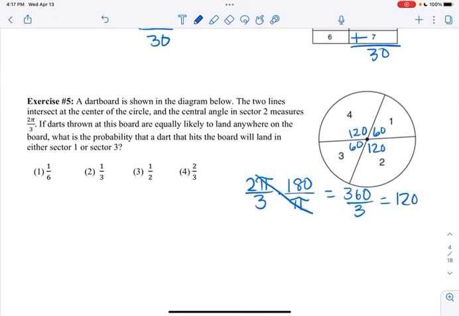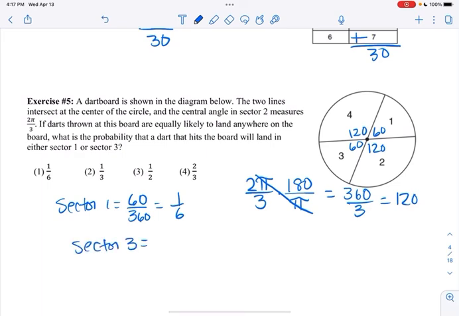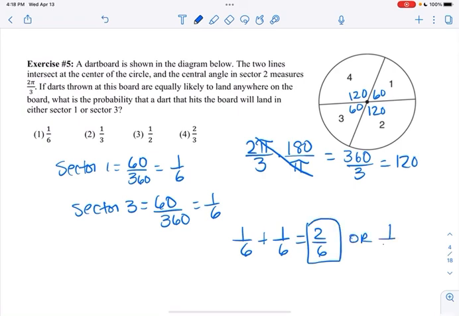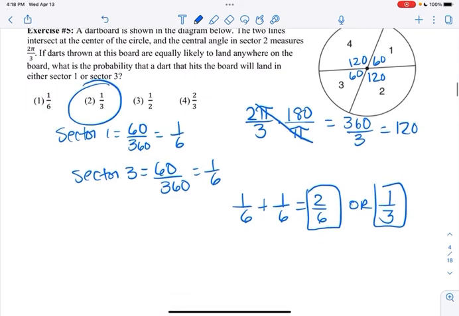And they want to know what's the probability that the dart hits the board will land in sector 1 or sector 3. Well, sector 1 is 60 out of 360. That's 1/6. And sector 3 is also 60 out of 360, which is 1/6. And notice it says 1 or 3. So I'm going to add those two probabilities together. Okay, 2/6, or maybe they write it as 1/3, and actually they did reduce it this time. Okay, so that's just a basic introduction to probability.